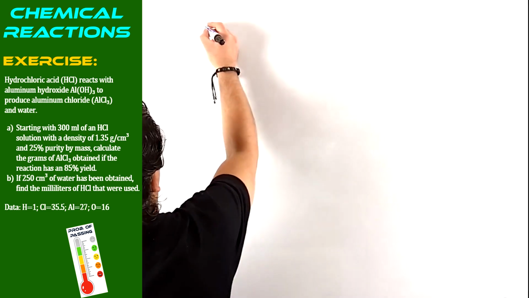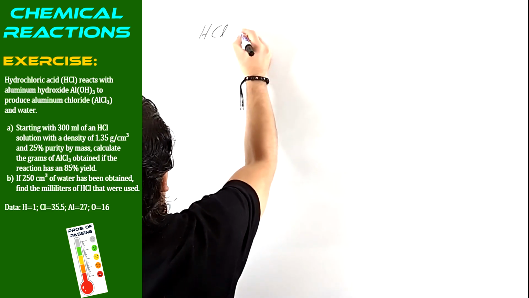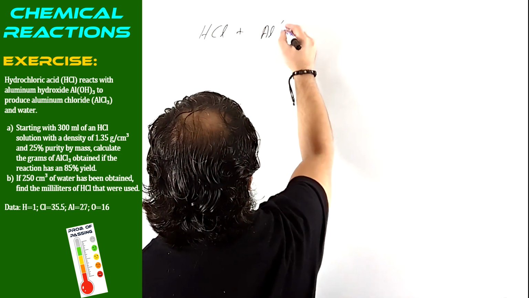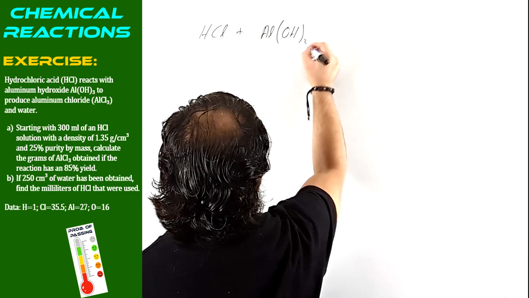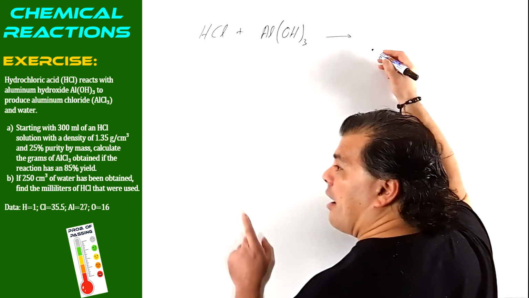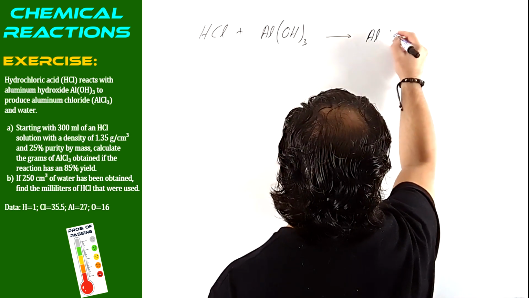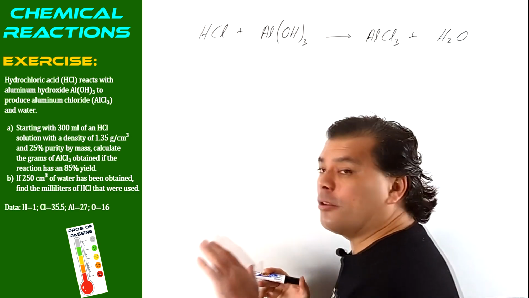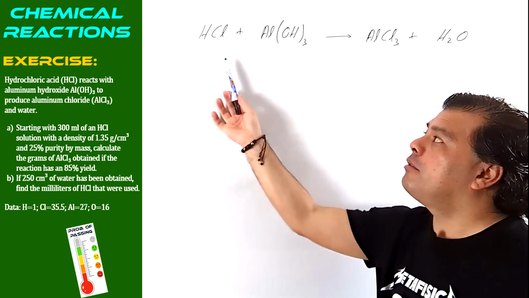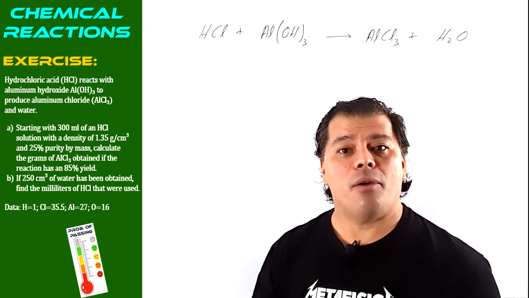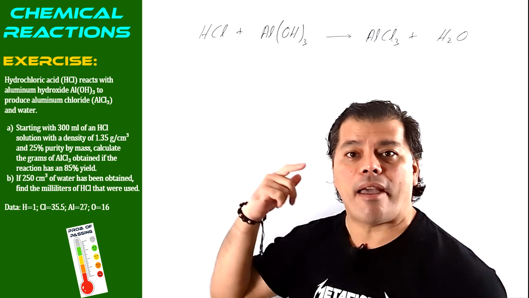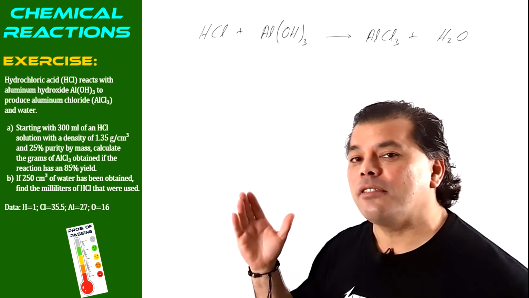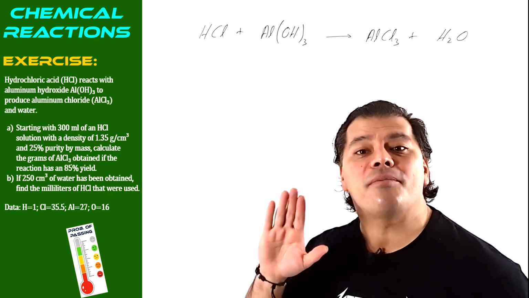Hydrochloric acid is reacting with aluminum hydroxide, in order to produce aluminum chloride and water. I'm not reading anymore, I'm just going to balance the equation. Now I want you to stop the video and try to balance the equation by eye, but as there exists the possibility that you can't do it this way, let me do it mathematically. Look, it's very easy, so don't be scared.